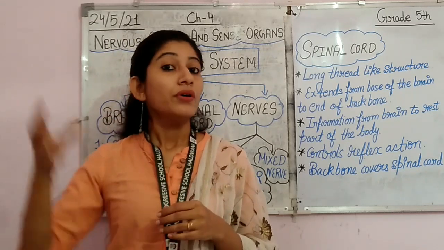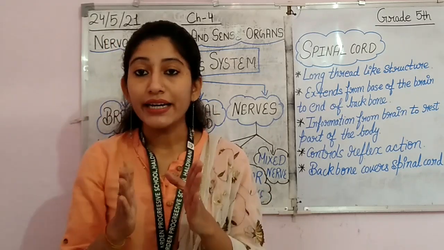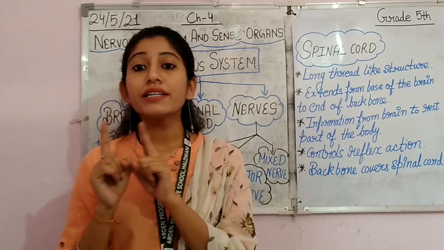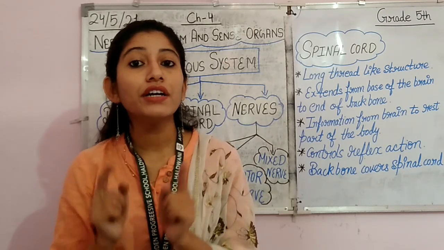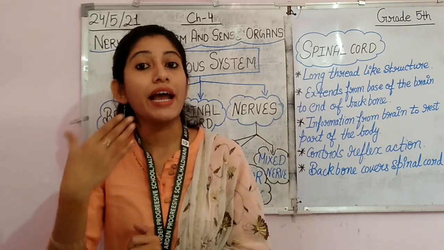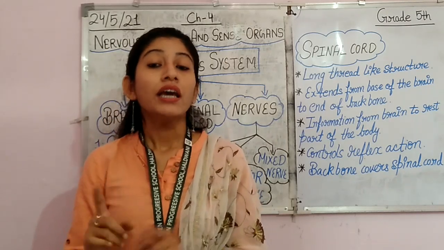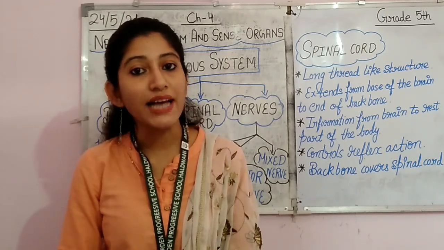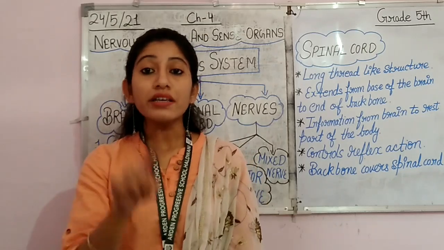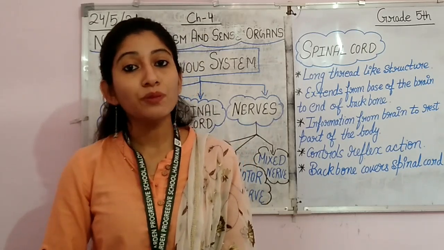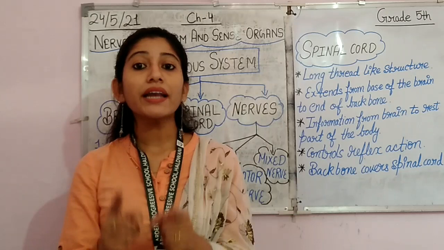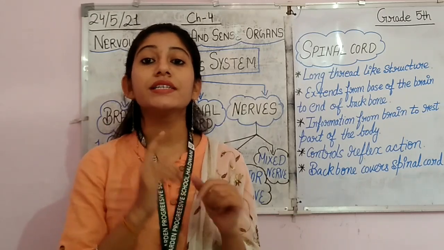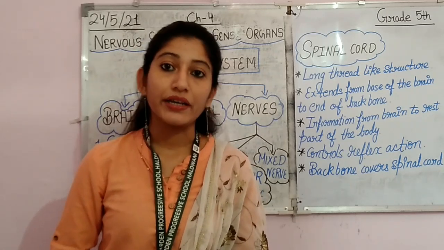See what I told you: our brain decides what we have to do. Then, according to the decision of the brain, the muscles will do the action. What will the muscles do? They will take action. But now see how the muscles will come to know what the brain has decided. So this work is done by the spinal cord. The spinal cord informs our muscles whatever decision is taken by the brain.